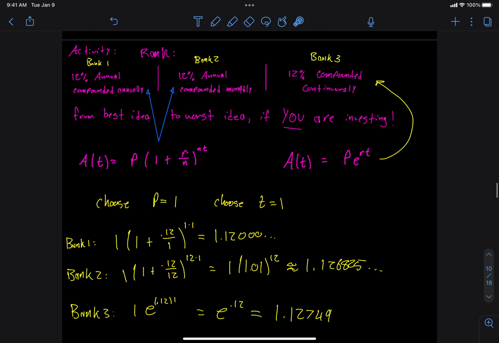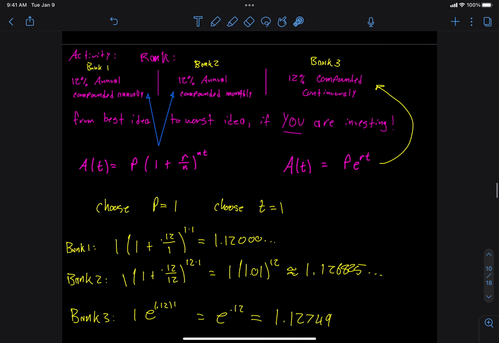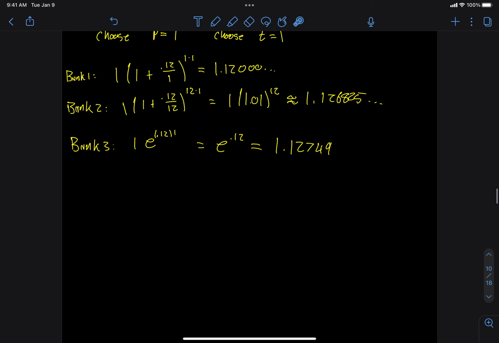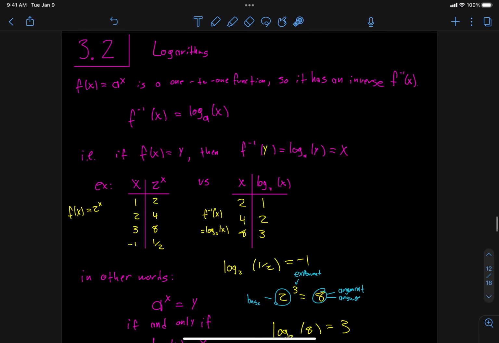And then we did a practice problem where we compared 3 different banks using different interest models and ranked them in terms of which one would be the best or the worst. It's the best if it gives us the most money. By the way, this is reversed if you want to get a mortgage or take out a business loan, then you want a low interest rate. Okay, so that was interest, and then we started talking about logarithms.